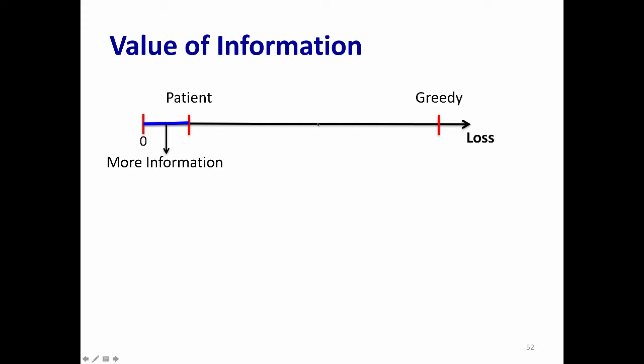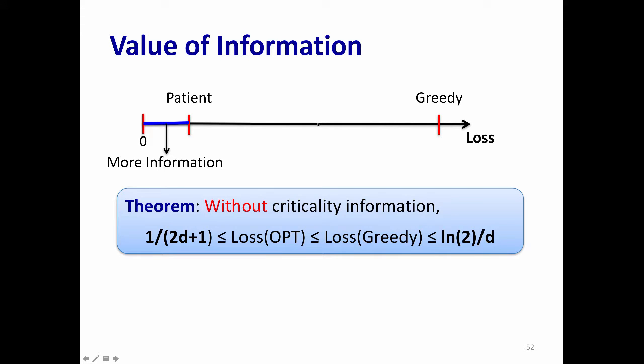What if I do not observe critical agents? And that's the main theorem of this section: without criticality information, if agents become critical and leave the market because I can't observe them, then the loss of the best possible algorithm, the solution of that Markov decision problem, cannot be better than 1 over 2d plus 1.